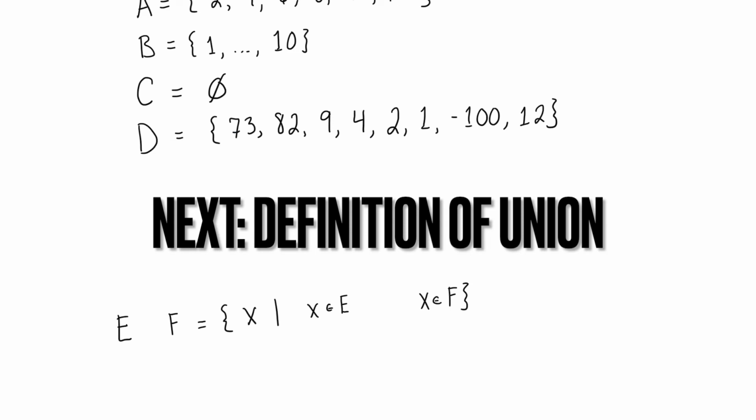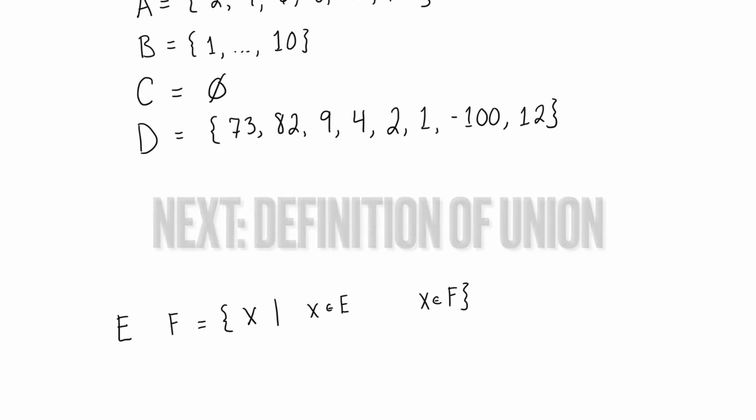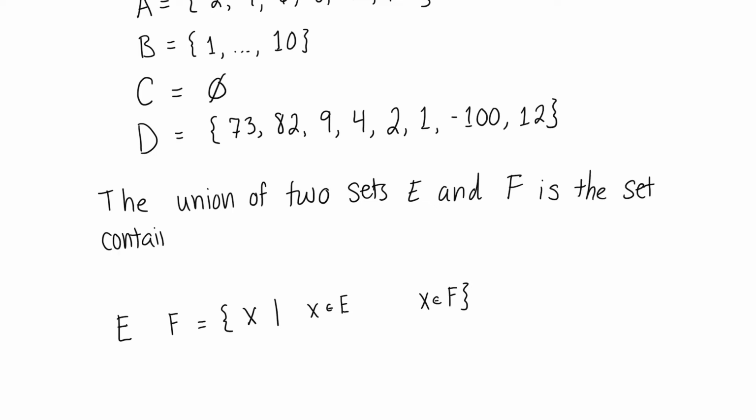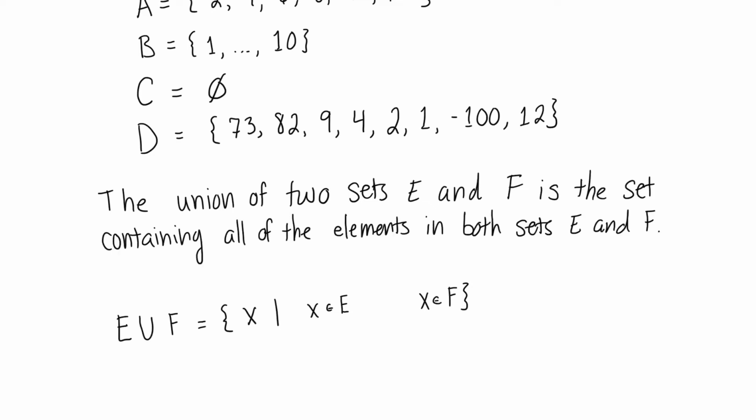I left a skeleton from the intersection description that I can reuse for union. Let's start with the definition of union written out in words, and then we'll do it symbolically. The union of two sets, E and F, is the set containing all of the elements that appear in E or in F. So all of the elements get squished together into one set. To write this out symbolically, we use this U, and we write E union F as the set of all X such that X is in E or X is in F.